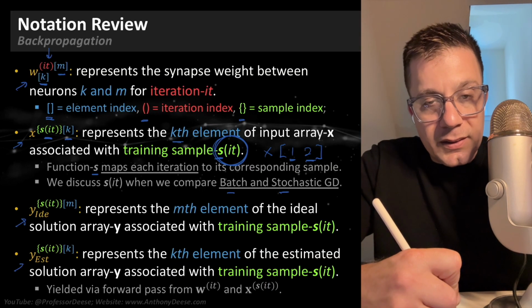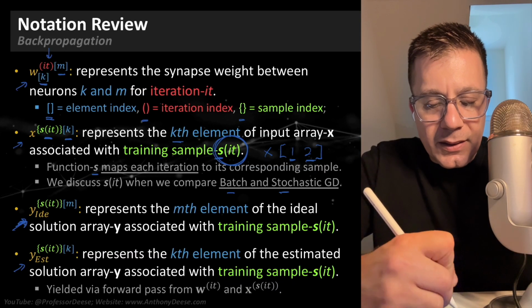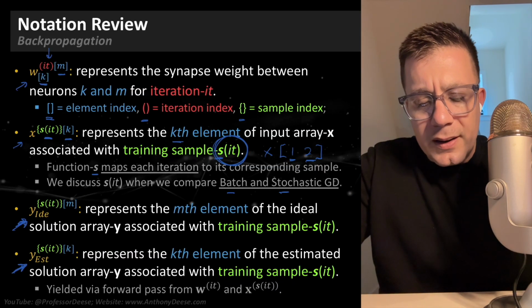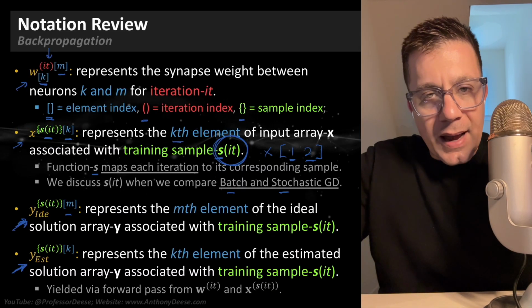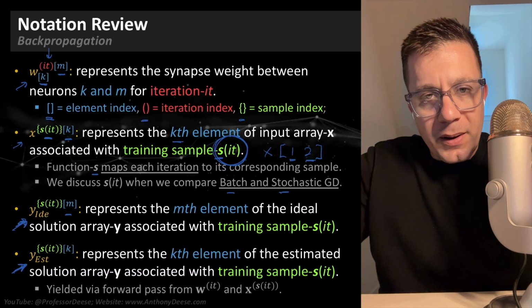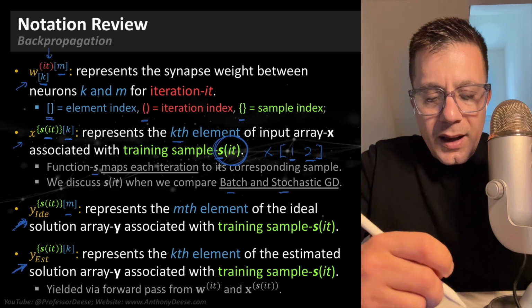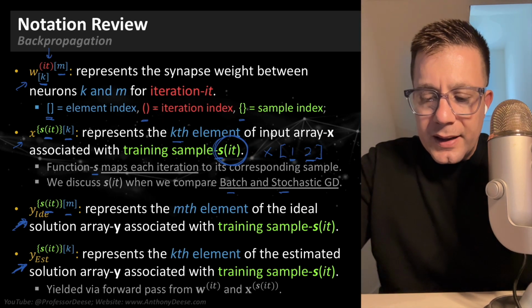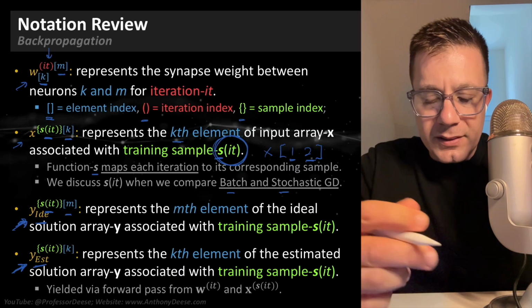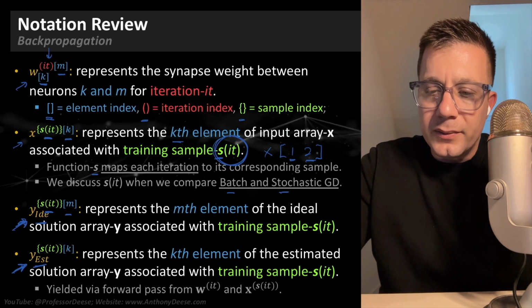Here we have 2 examples of outputs, the ideal and the estimated. Both are indexed in a similar way, where M represents the element of the output array. Again, we have 2, the first or the second, as well as the sample associated with that output. And so the notation is the same for both the ideal and the estimated or the calculated value.